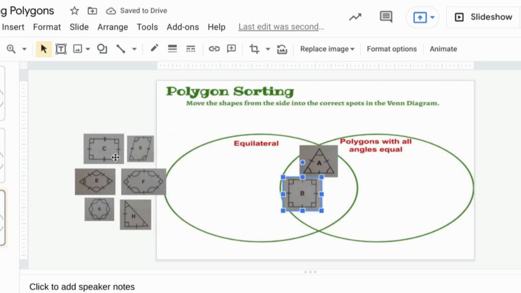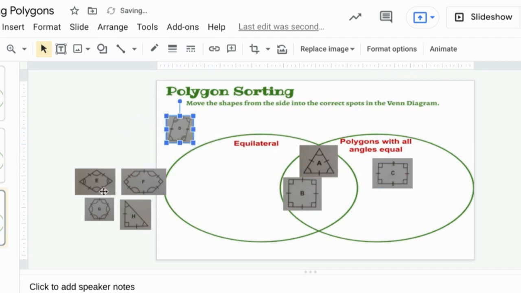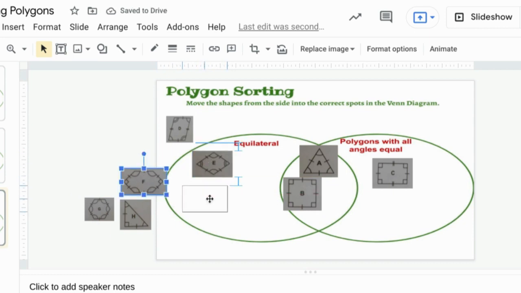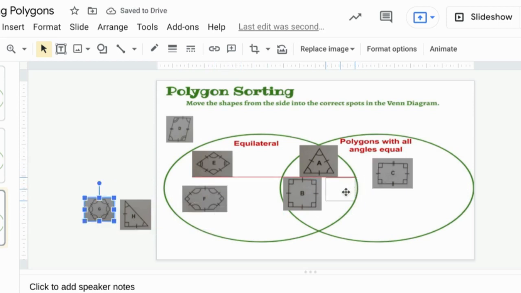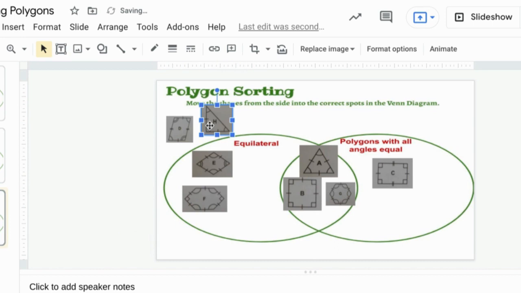C, the sides are not equal, but if I look, we've got 90 degrees. It is equal angles. D, not equal sides and not equal angles. E, equal sides, not equal angles. F, equal sides, not equal angles. G, equal sides and equal angles. And H, not equal sides and not equal angles. So it's outside the box. So there you go. If you need to, you can go and make some changes to your Google Classroom.